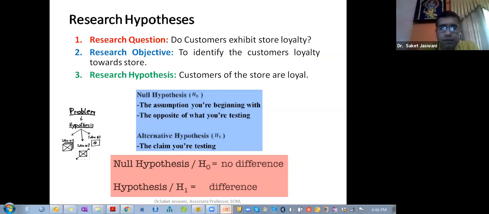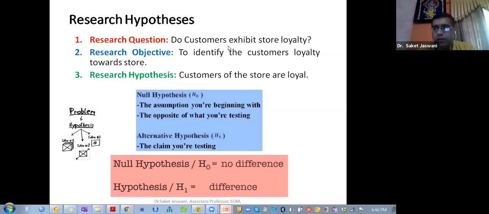To formulate the objective, what are the points to be considered, based on the title, sir? It should be based on your research questions, what you have formulated. You can see in this example, right? The question is, do customers exhibit store loyalty? So there is one objective for one question only, right? There is no need to formulate n number of objectives. I have seen theses where 7, 8, 9 objectives have been formulated, which is not at all required. It should be specific enough, related to your topic and your research question only.